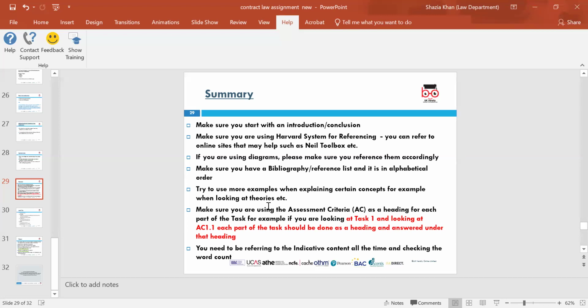Okay, make sure you are using the assessment criteria as a heading for each part of the task. If you're looking at task 1 and AC 1.1, each part of the task should be done as a heading and answered under that heading.